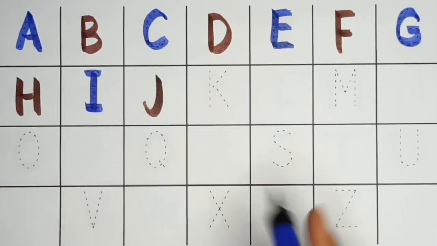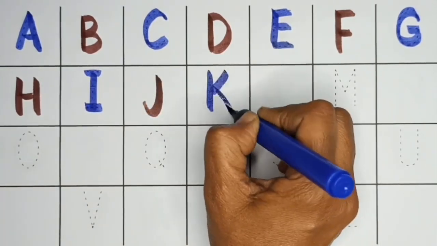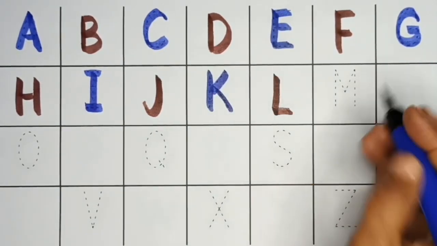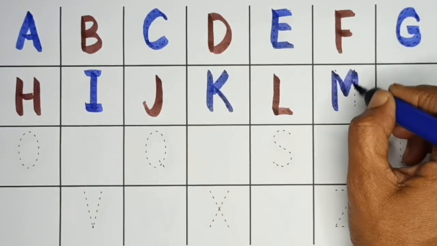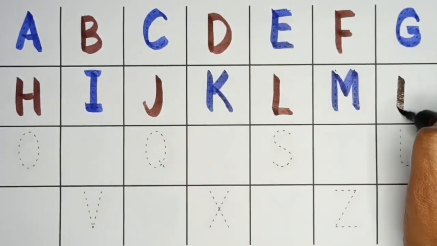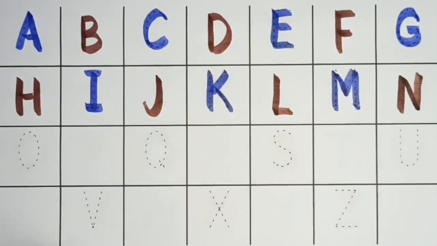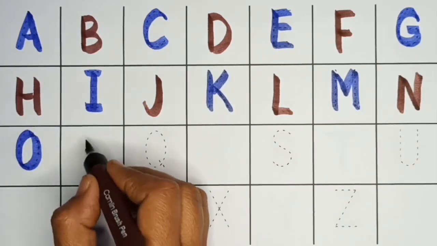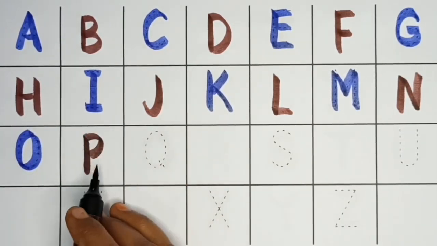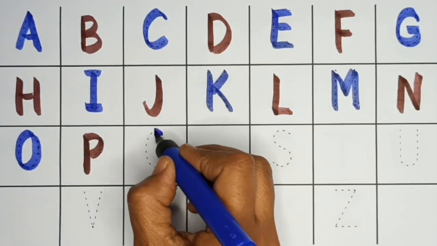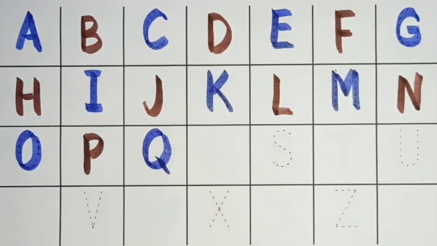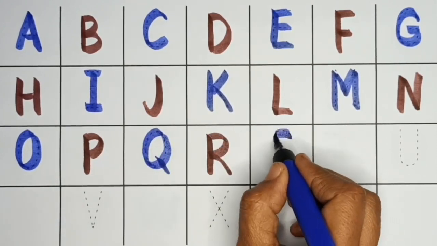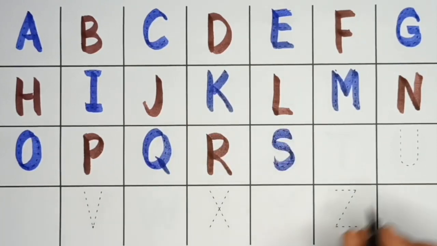J for jug. K for kite. L for lion. M for monkey. N for nest. O for orange. P for parrot. Q for queen. R for rabbit. S for shape.